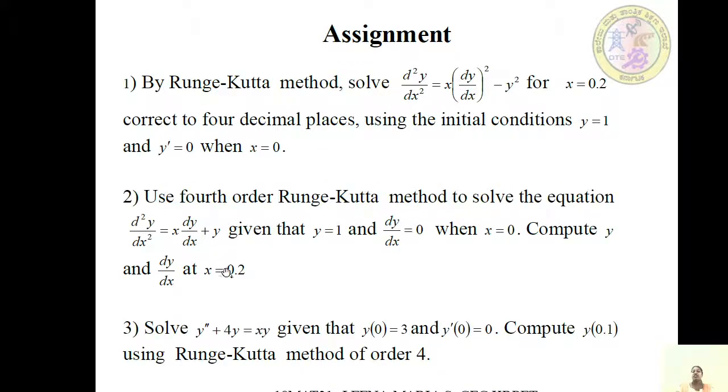So finally, third one, solve y double dash plus 4y equals xy, given the condition y of 0 equals 3, y dash of 0 is equal to 0. Compute y of 0.1 using Runge-Kutta method of order 4. Again the same process: initial conditions, y naught is 3, y dash is 0, that is z is 0, at x is equal to 0.